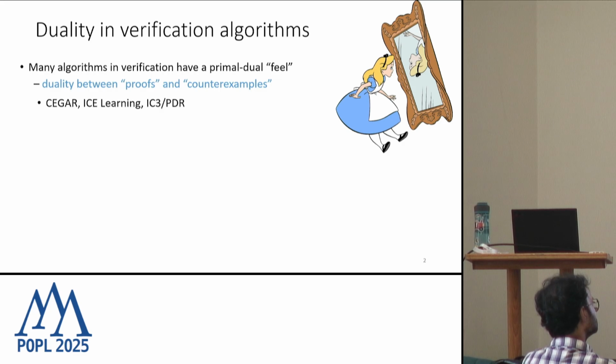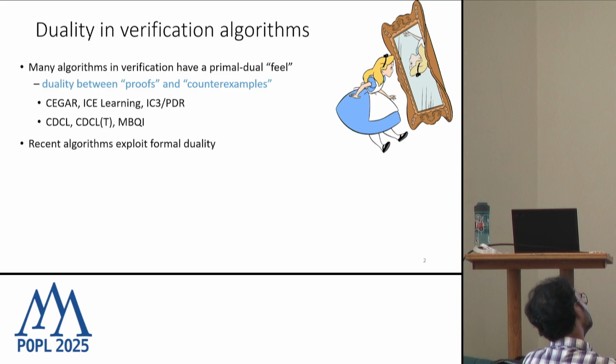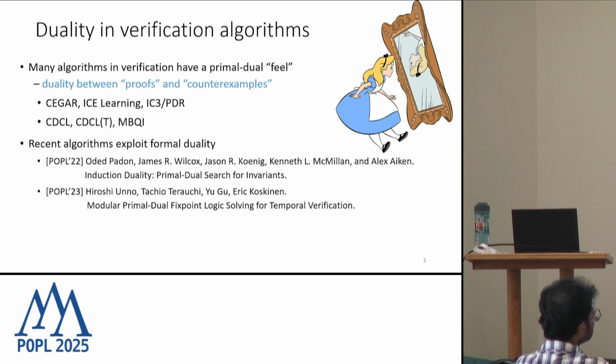And there are some nice examples of verification or automated reasoning algorithms where this occurs, but this is sort of informal. And of course, the classic example of this in computer science is linear programming duality and duality from linear optimization. And there are a couple of recent papers from POPL'22 and POPL'23 that had primal-dual algorithms which had a more formal explicit duality. And those kind of motivated and inspired this work where we're trying to ask, is there a way to capture formally this primal-dual interaction that is common in many verification algorithms?